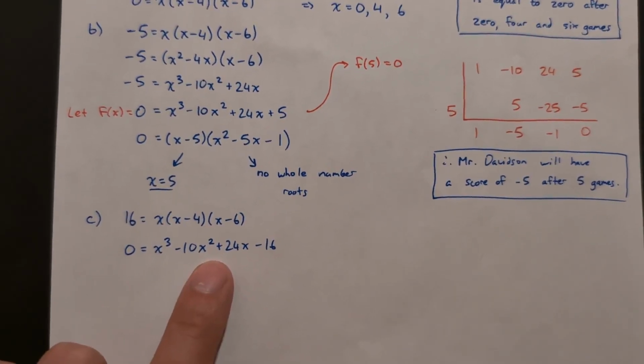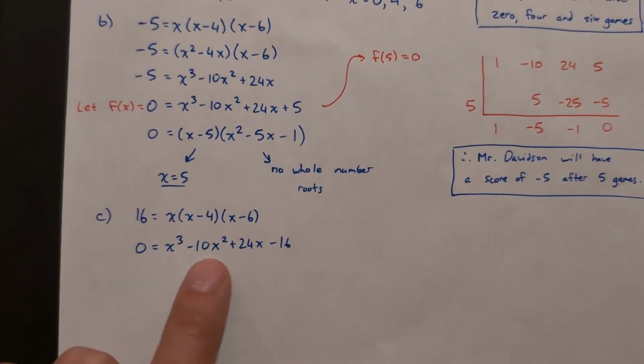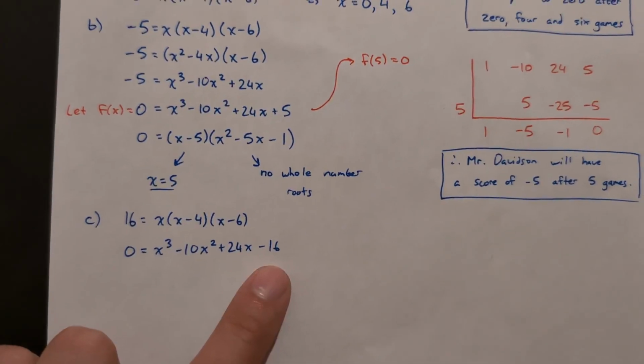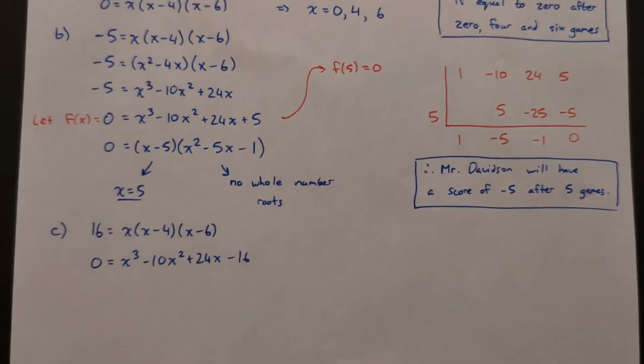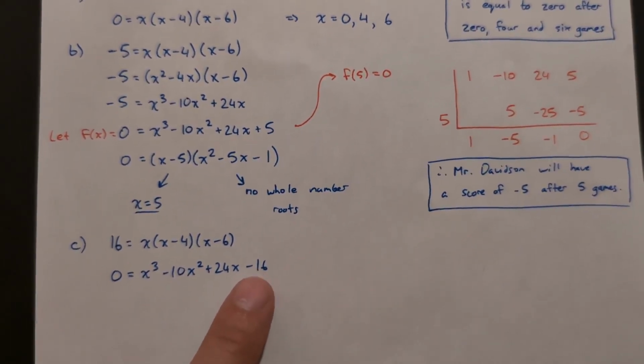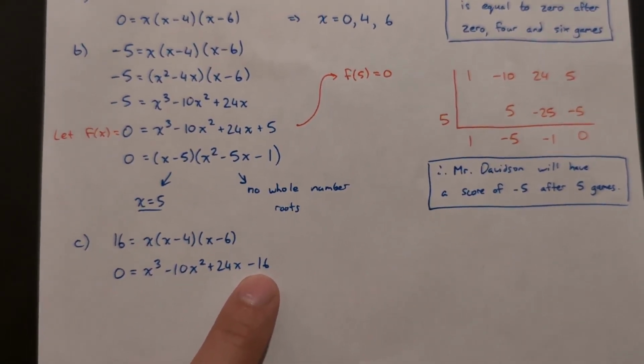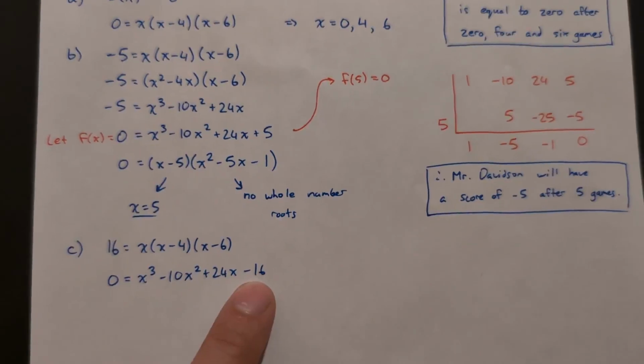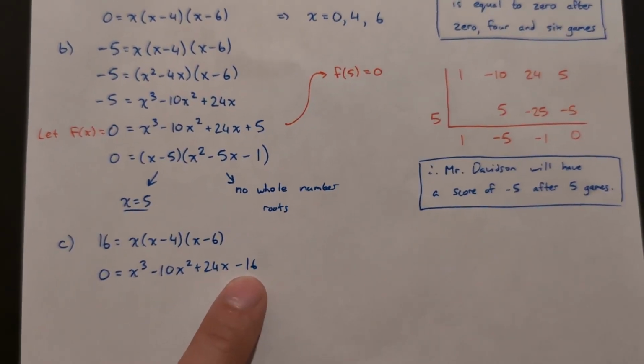There's no grouping available to us here. I don't see any patterns that allow 1 or -1 to work. So we're going to have to look at those factors of 16 in order to try to see if anything works out nicely there.